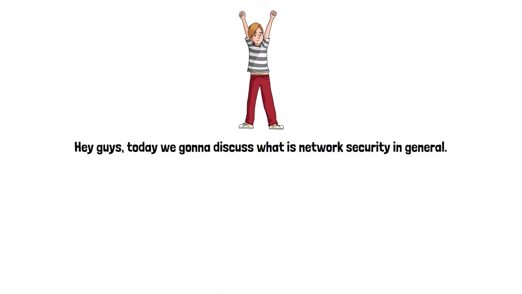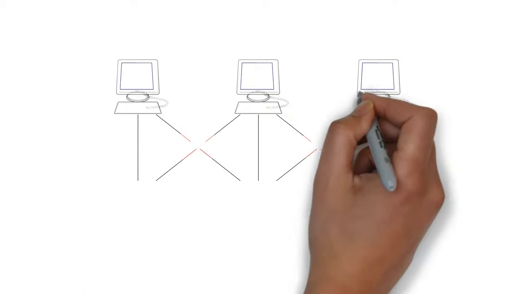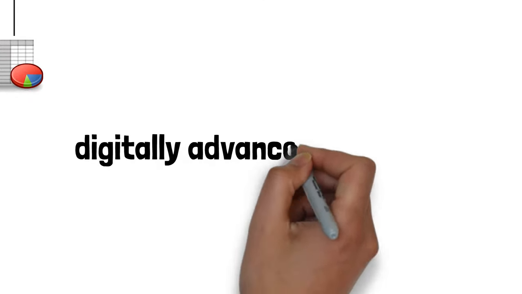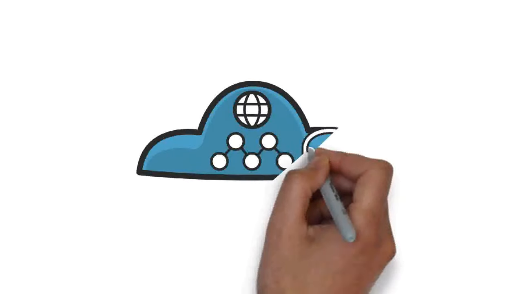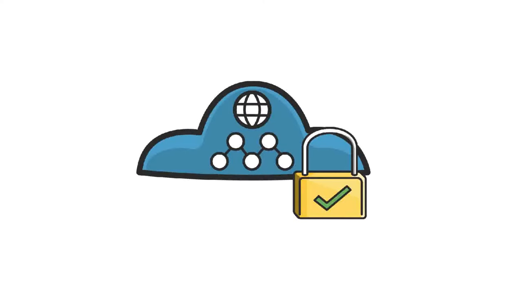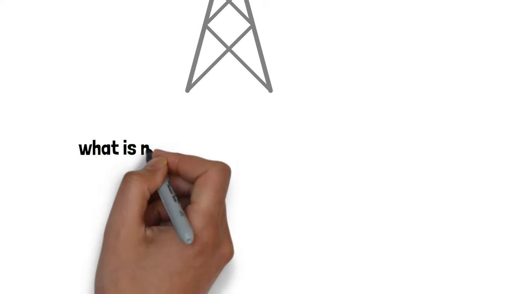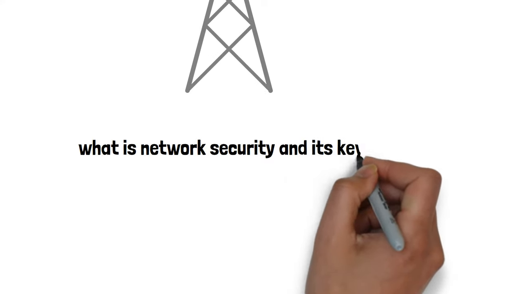So, let's get started. We live in an age of information. Businesses these days are more digitally advanced than ever, and as technology improves, organizations' security postures must be enhanced as well. Now, with many devices communicating with each other over wired, wireless, or cellular networks, network security is an important concept. In this video, we will explore what network security is and its key features.